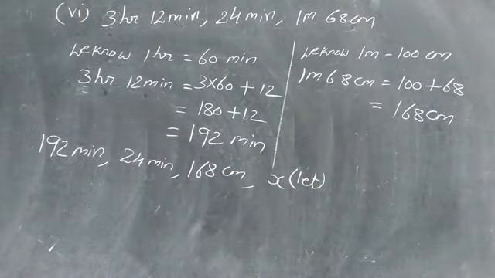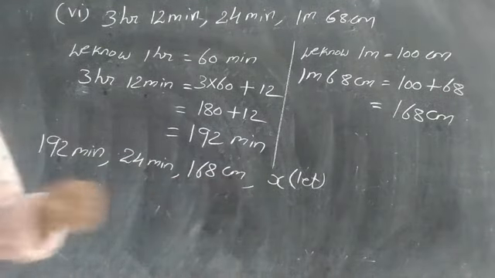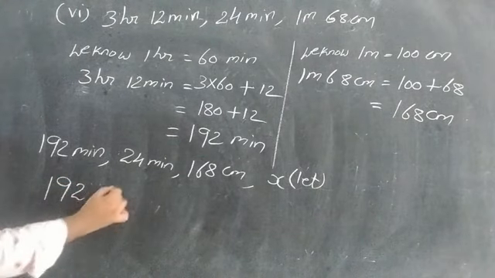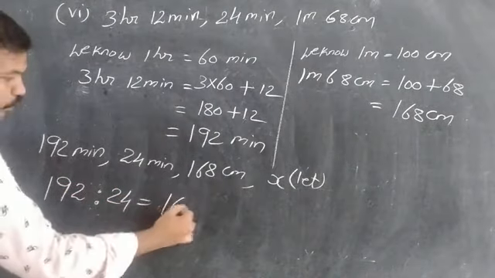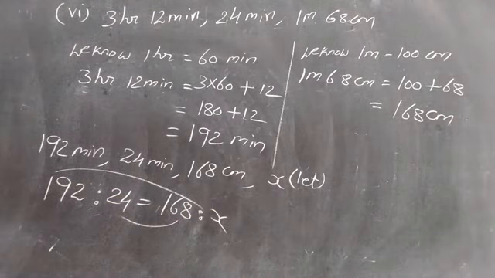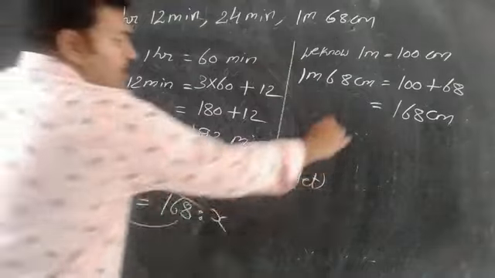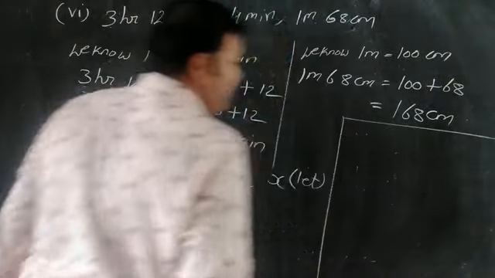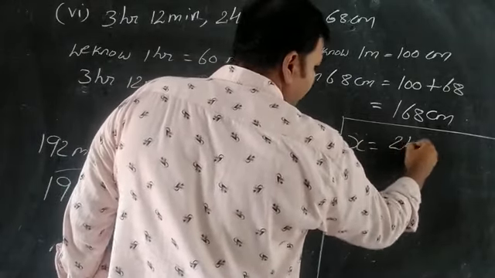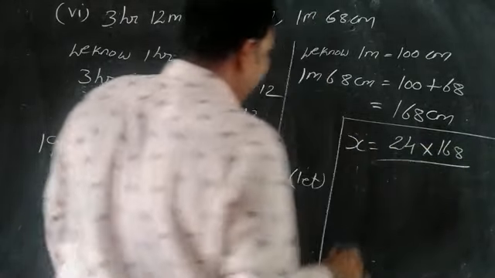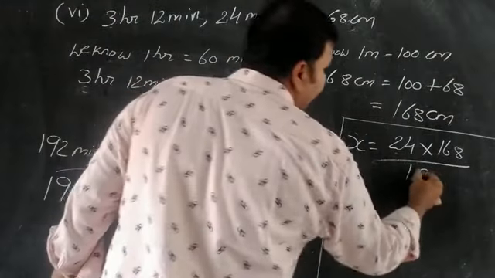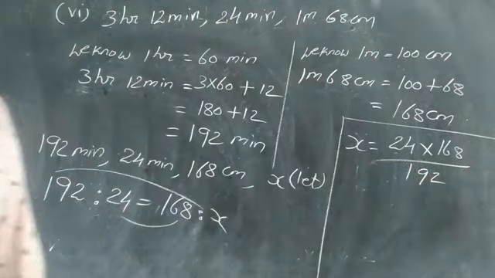We are taking x, let. First one, second one, third one, fourth one. According to that, substituting in the ratio: 192 is to 24 is equal to 168 is to x. POE, POM: the product of means is equal to the product of extremes. Using the POE, POM, x is equal to 24 into 168, and 192 will come in the denominator.